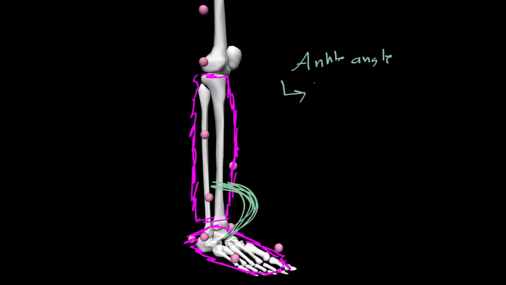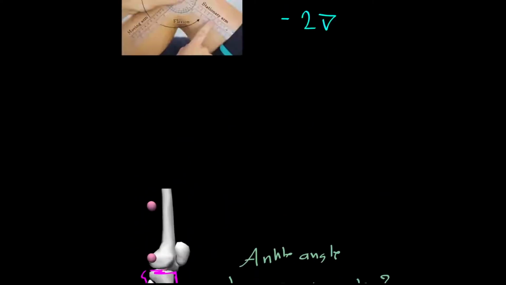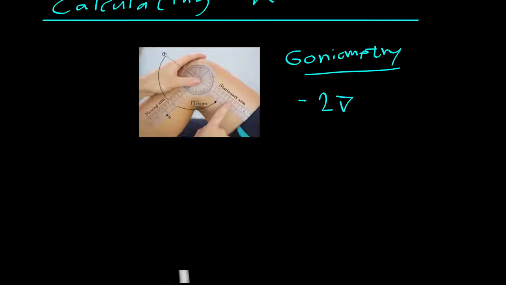So the important thing to remember is that if you want to know a joint angle, you need information on the position of both segments. And by that I mean the segment on either side of the joint. So in this case, the shin, the foot. In our goniometry example, right, we needed the angle. Hopefully you can tell what this is, by the way. This is a knee angle.